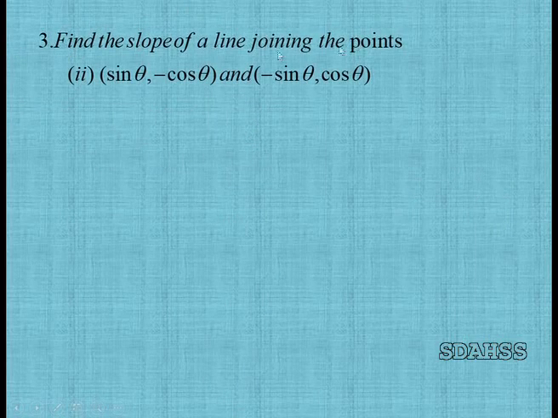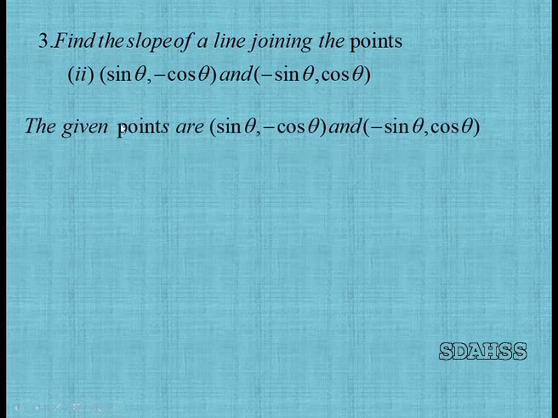Third sum. Find the slope of a line joining the points (sin theta, minus cos theta) and (minus sin theta, cos theta). Here the 2 points are given. The 2 points are sin theta comma minus cos theta, and minus sin theta comma cos theta.